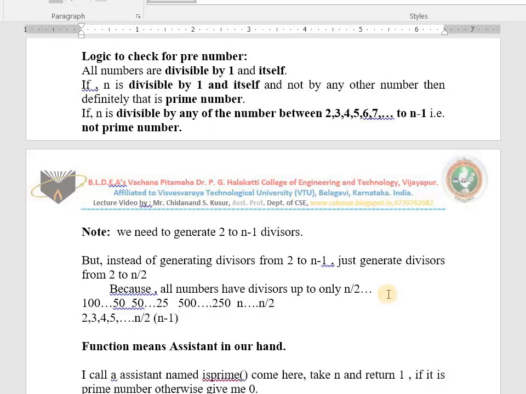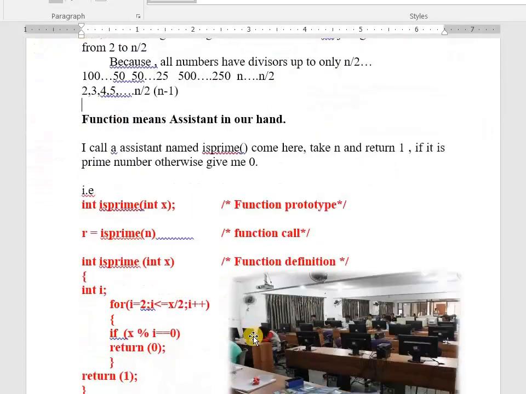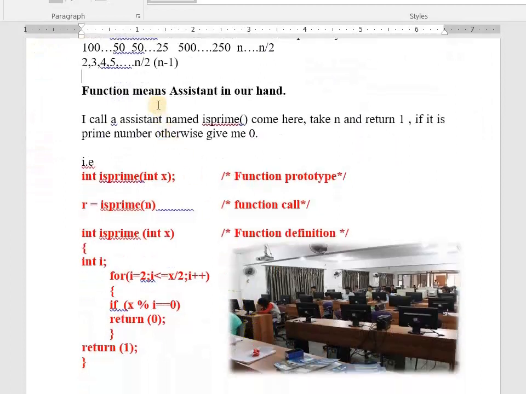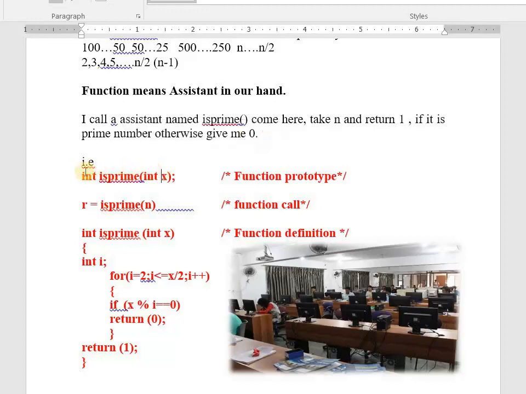Use these divisors to divide that number to check whether it is prime or not prime. I hope you understood. Very good. Now I start the program. What is a function? Function means an assistant in our hand. We are the boss. In this program, isPrime is the assistant. If you want to assign any work to an assistant, you have to appoint him. That's why I am appointing one assistant. My assistant's name is isPrime. It takes one input and gives me one output back.